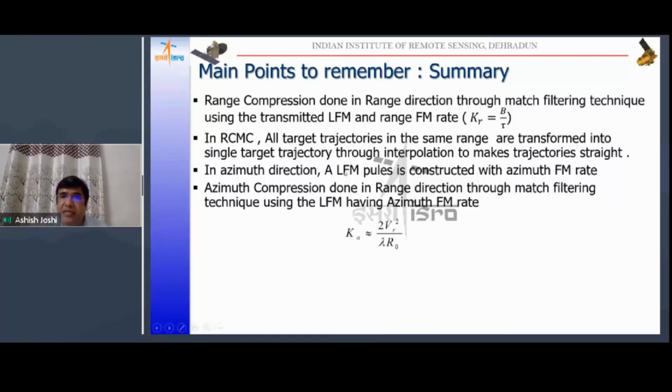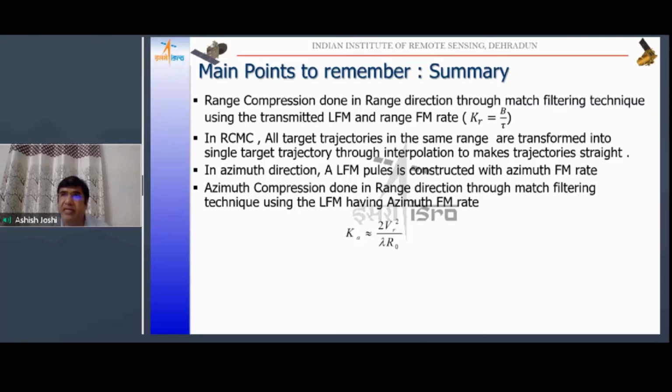Now, in the azimuth direction, LFM pulses are constructed with the azimuth FM rate. After range compression, azimuth compression is done through the matched filtering technique using the LFM having the azimuth FM rate. So now we have to construct the azimuth FM rate. It's given by this one, and we have to multiply in the azimuth direction, and then take the inverse FFT.